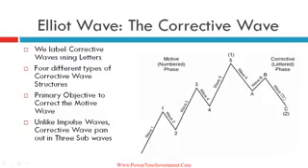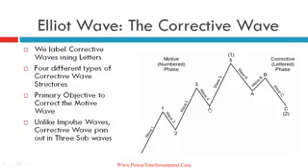Remember, I had said earlier that the main function of corrective waves is to correct the motive wave. Now see, everything has a purpose. The purpose of motive wave is to propel the market higher or lower, whereas the purpose of corrective wave is to counter move the motive wave. As we have discussed before, we label the corrective waves by using letters, that is A, B and C.